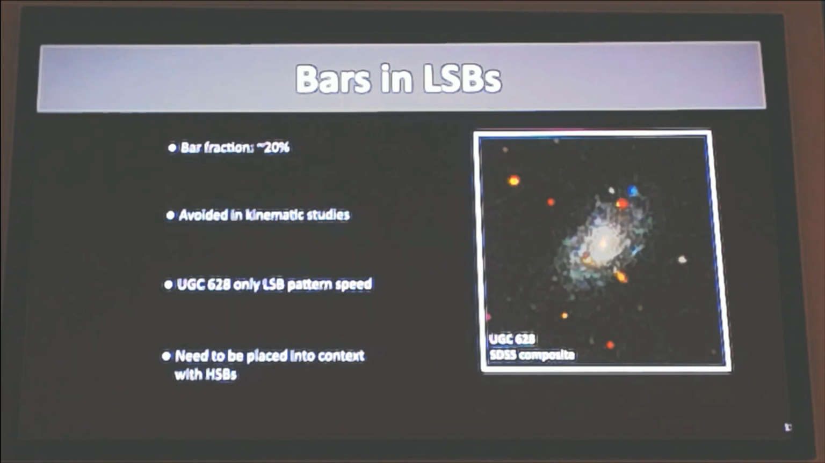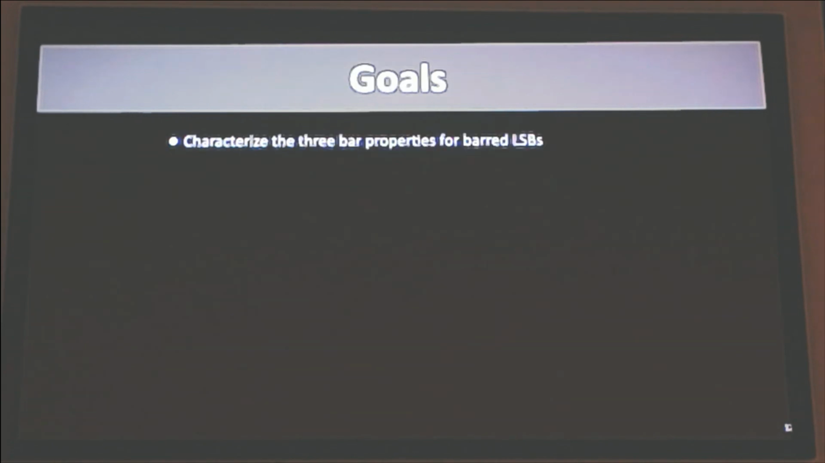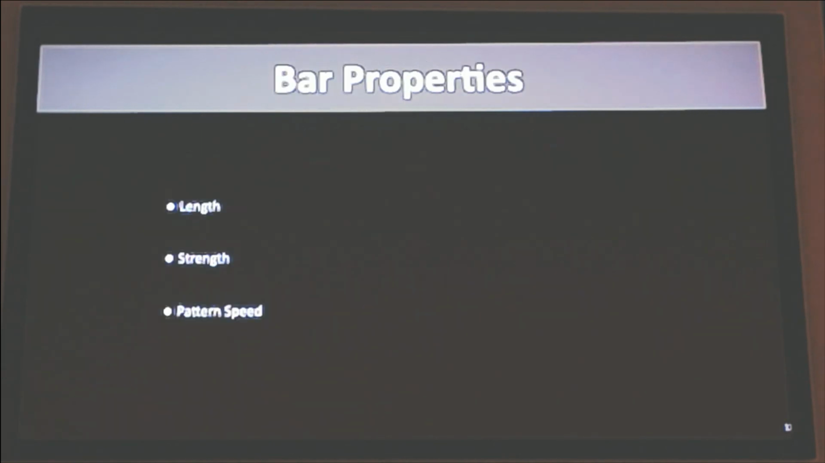Because if we want to understand the galaxy population as a whole, and we think we do, we actually need to understand LSBs to make sure that we know about galaxies as a whole. So with that, we come to the first goal of my project. It's simply to characterize those 3 bar properties for bars in LSBs. As a reminder, that's the length, the strength, and the pattern speed. Except not really, because the pattern speed turns out to be an extremely difficult thing to measure.